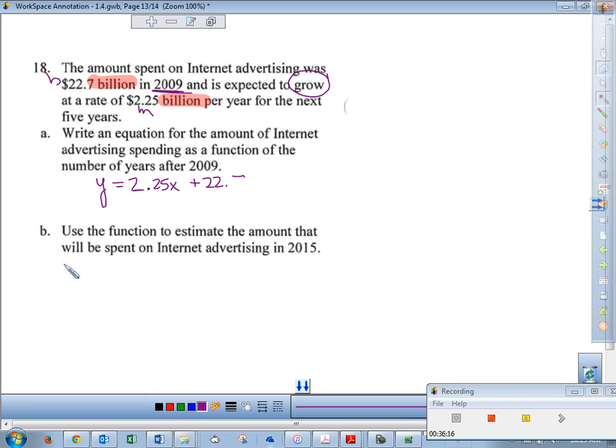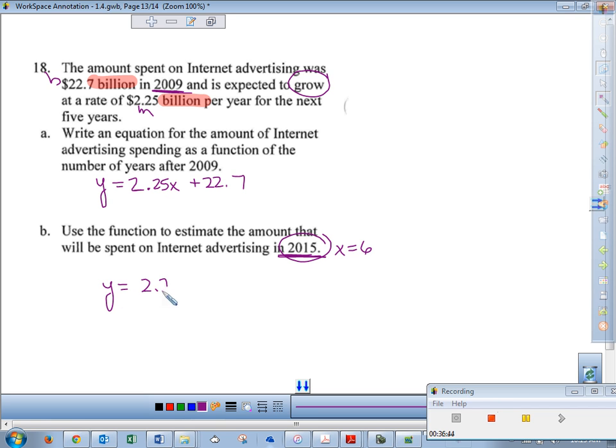Use this function to estimate the amount that will be spent on internet advertising in 2015. What do you have to figure out when they tell you 2015 and you started in 2009? How many years has it been? So x equals 6, correct? Substitute 6 in for x and figure out what y would equal.